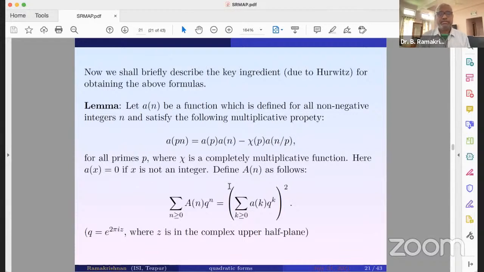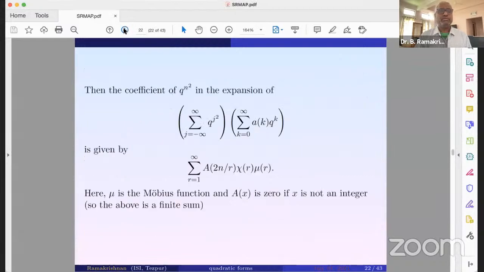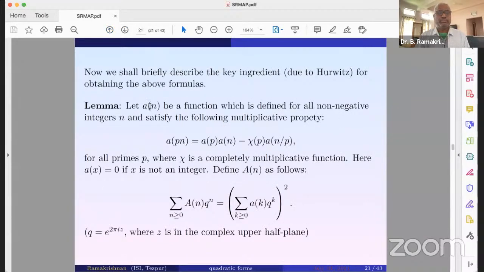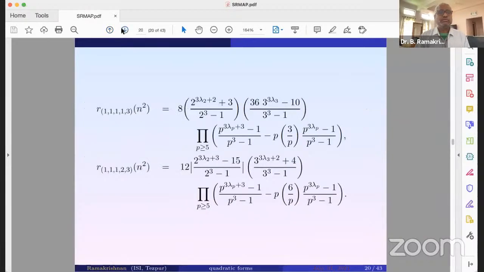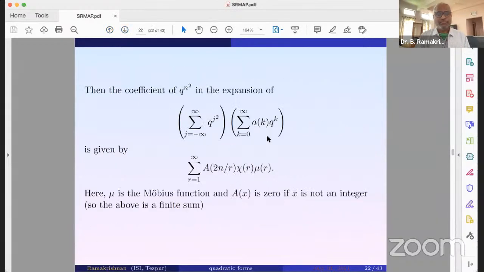So define this capital A(n) by summation A(n) q power n equals summation a(k) q power k whole square. That is, if I take the Fourier series with the a(n) coefficients and square it, the coefficient is capital A. So z is in the upper half plane, q is e power 2 pi i z. Then consider the coefficient of q power n square in the expansion of the theta function times this Fourier series using the coefficients a(n). So you multiply by the theta function, take the product, and take the n squared coefficient of the expansion.